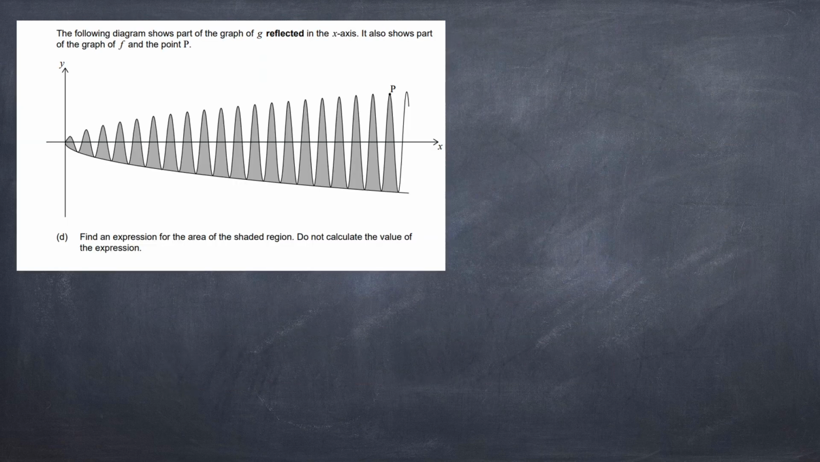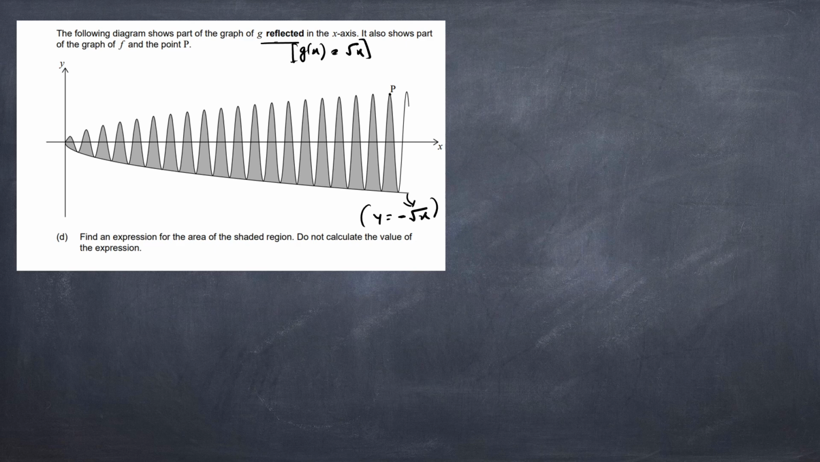Let's move towards that. The following diagram shows part of the graph g reflected in the x-axis. It also shows part of f and the point P. So this is the point P, and here as you can see the reflected g graph, that is y equals minus root x. We got g(x) is equal to root x. So if we reflect g(x) in the x-axis, then the reflected graph will be minus root x. So till now this point is clear.